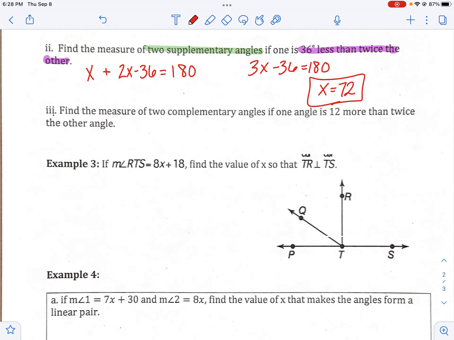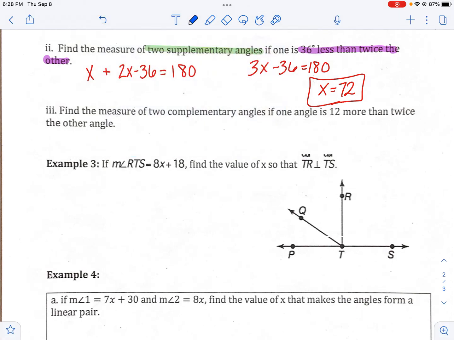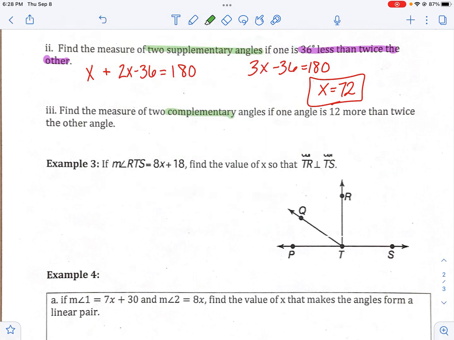Why don't you try problem 3 here on your own, that word problem. I would pause the video, try it, unpause to check your work. So find the measure of two complementary angles if one angle is 12 more than twice the other angle. Well, I know I need two angles. One is unknown. The other one is 12 more than twice that first angle. Those should add to make 90.